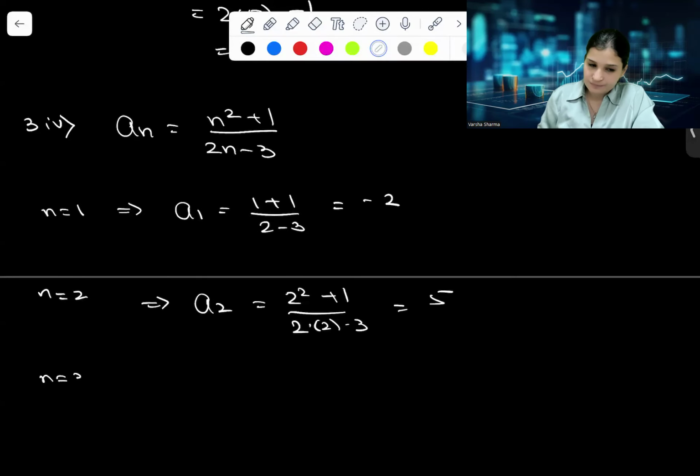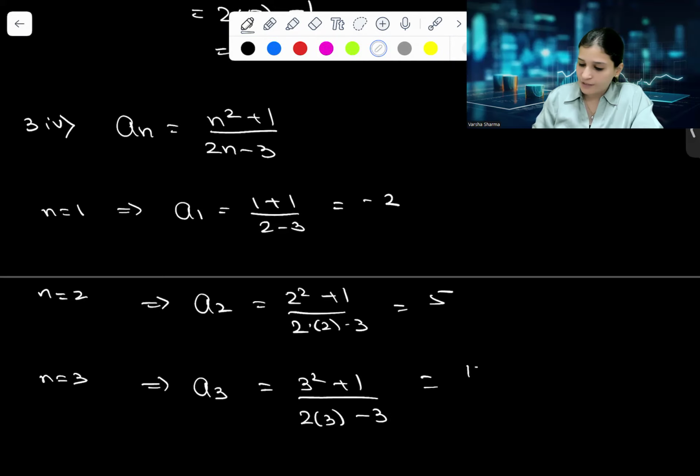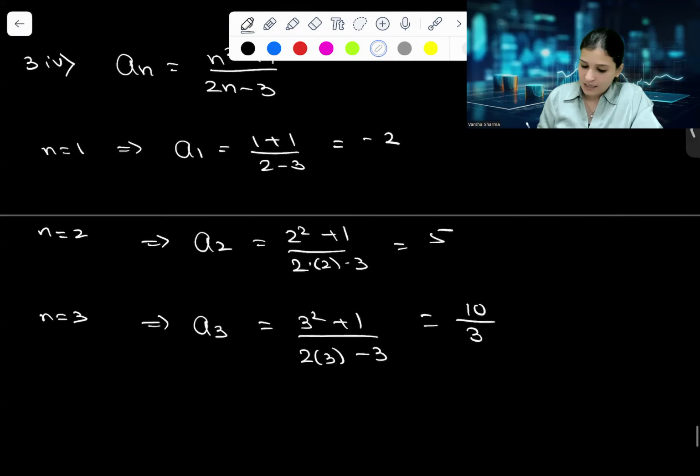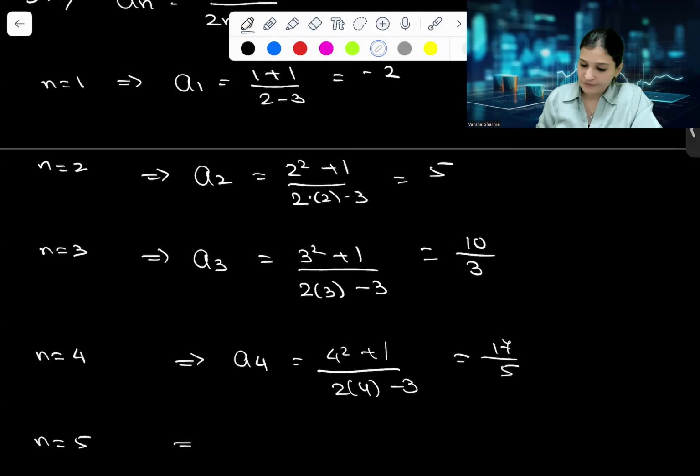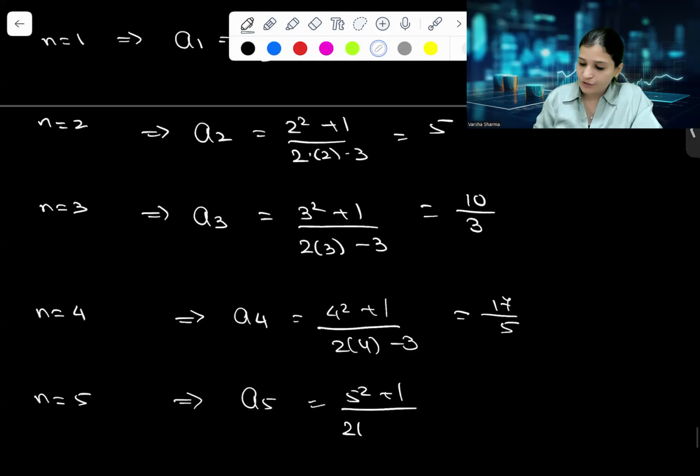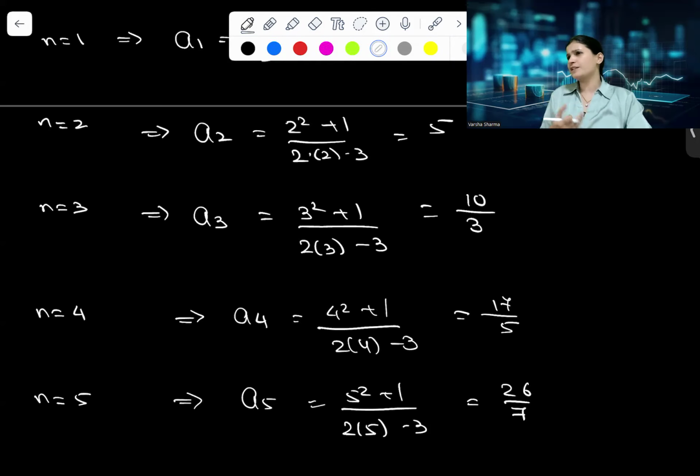I put n equal to 3. a3: 3 squared plus 1, over 2 times 3 minus 3. So 10 by 3. I put n equal to 4. a4: 4 squared plus 1, over 2 times 4 minus 3. 17 by 5. And n equal to 5. That is a5: 5 squared plus 1 upon 2 into 5 minus 3. 26 by 7. Same goes with the first one. Just put the values from n equal to 1 to n equal to 5. Yes.